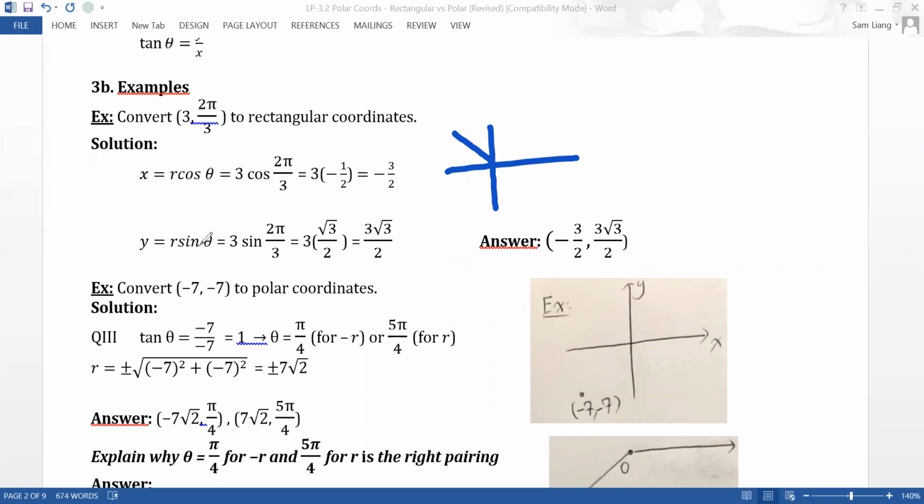Next we have r sine theta, so that'll be 3 sine 2 pi over 3. Same angle here. We have 3 times root 3 over 2, because sine 60 degrees is root 3 over 2. Sine is positive in quadrant 2, so it'll just be root 3 over 2. Just multiply, you get 3 root 3 over 2. So our final answer in rectangular coordinates for this polar point is negative 3 over 2, comma, 3 root 3 over 2. That's your first example. And next, we'll see how to convert this to polar coordinates.